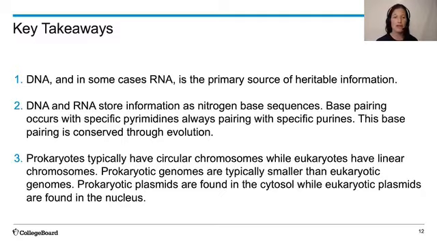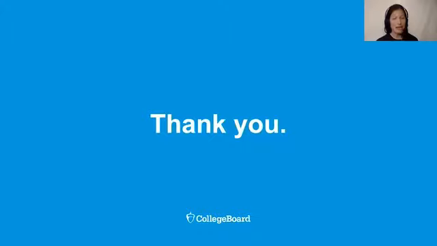And last but not least, our prokaryotes. They typically have circular chromosomes, while eukaryotes have linear chromosomes. The prokaryotic genome is typically smaller, and prokaryotic plasmids are found in the cytosol, while eukaryotic plasmids could be found in the nucleus.